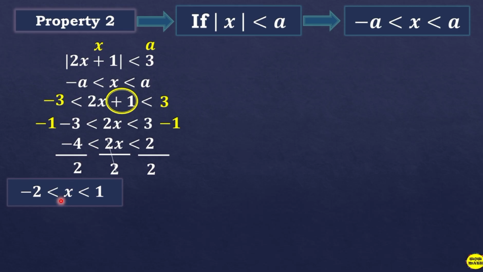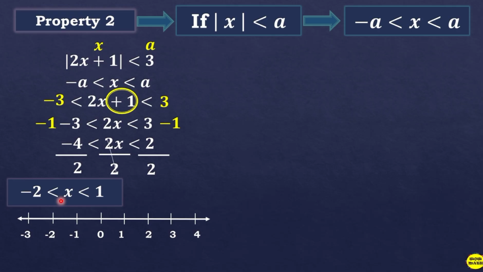Okay? So, now, i-graph na natin siya. Naituro ko na rin sa mga previous tutorial natin kung paano mag-graph. So, plot natin si negative 2 at si 1, yung dalawang boundary point. Okay, ito si negative 2. Bakit hindi siya shaded? Kasi ito ay wala namang equals. So, hindi siya part of the solution. And then si 1, hindi rin siya shaded kasi it's not part of the solution.